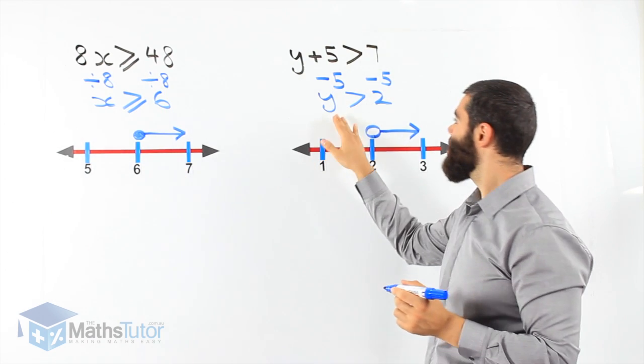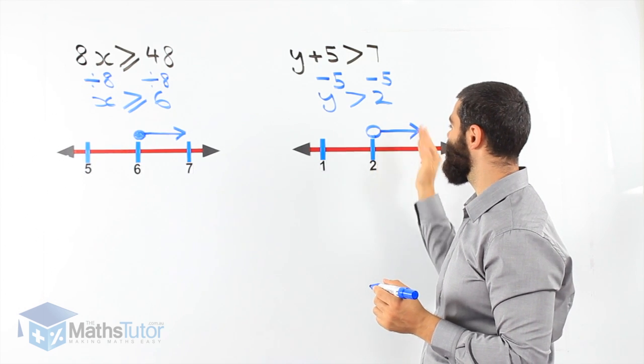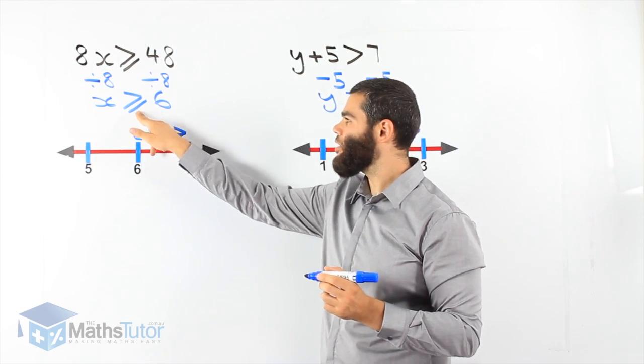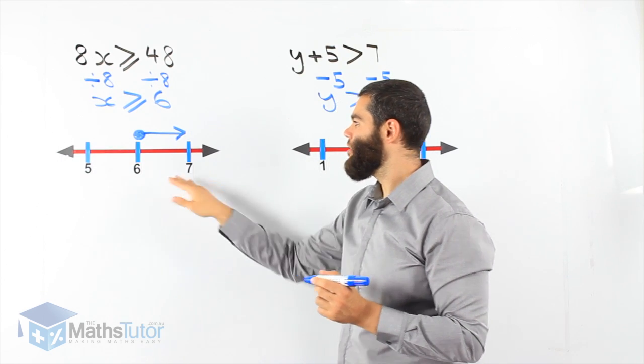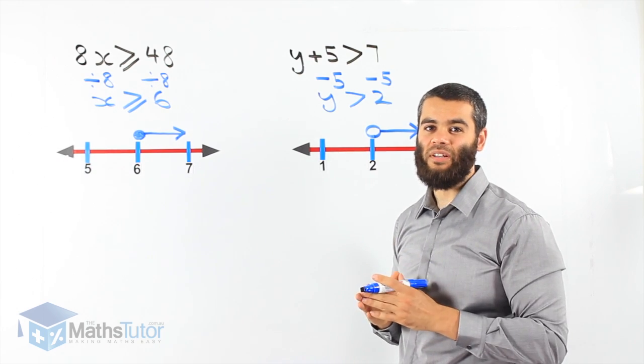In the previous case, y is greater than 2. So it's not 2, it's greater than 2. That's why we didn't color the circle in. While here, the equal to means we have to color it in. These are simple inequations. Let's do some more and we'll get the hang of it.